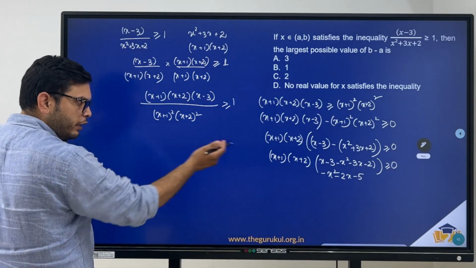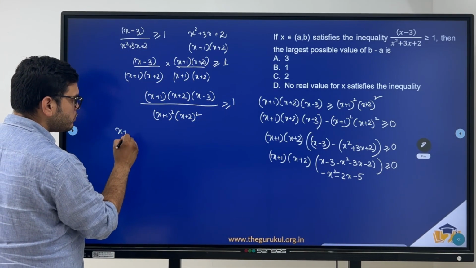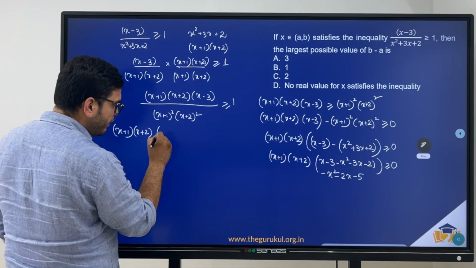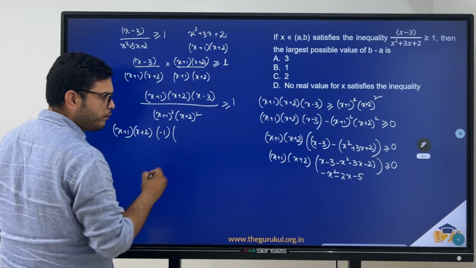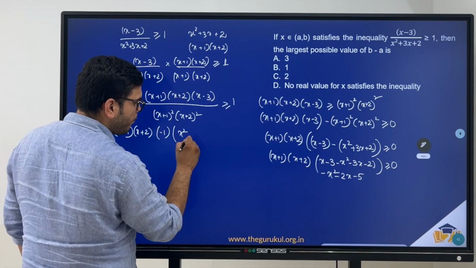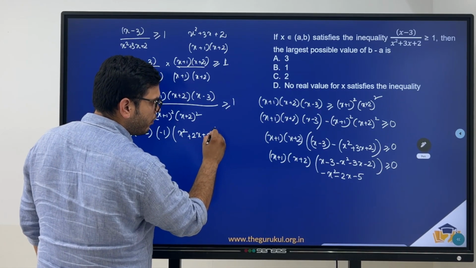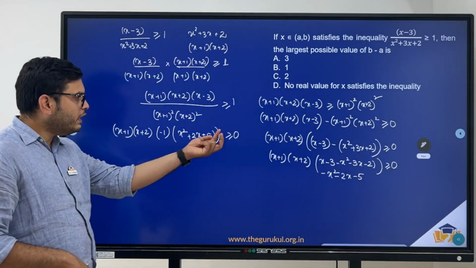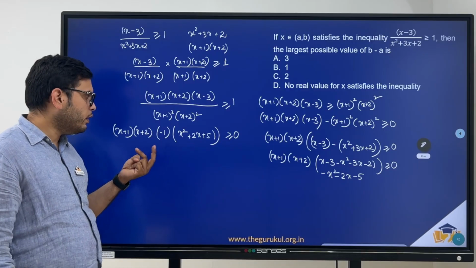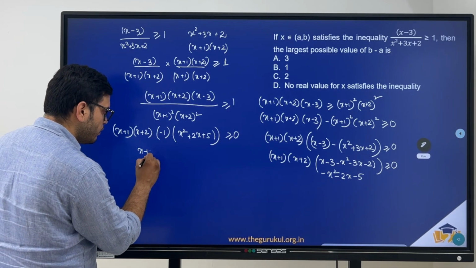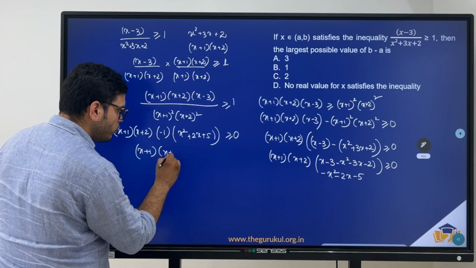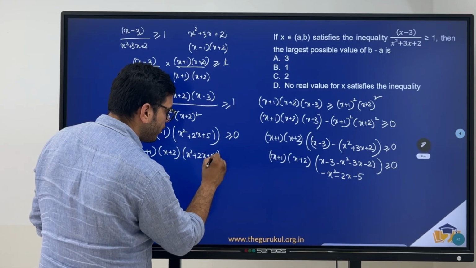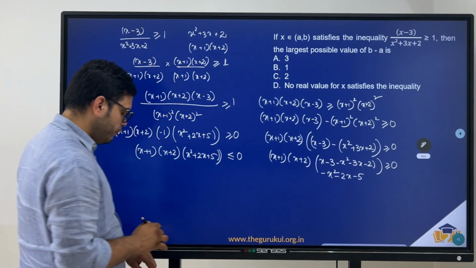So we have (x plus 1) into (x plus 2) into, if I take minus 1 common, this would be x square plus 2x plus 5, greater than or equal to 0. Now, let me multiply both sides with minus 1. So you'll be having (x plus 1) into (x plus 2) into (x square plus 2x plus 5) less than or equal to 0.